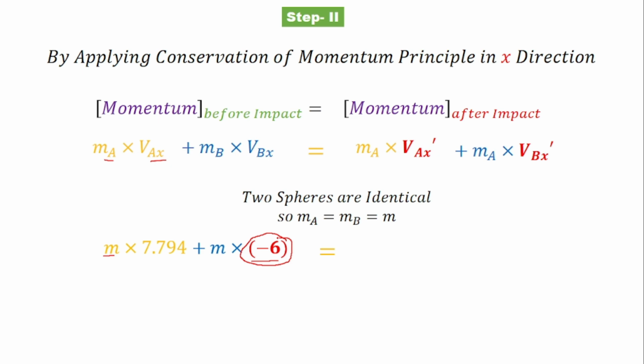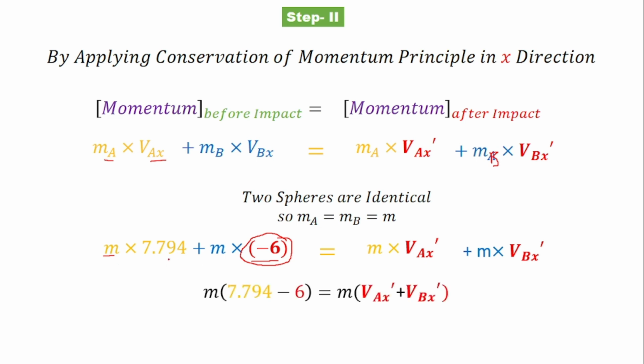So it is equal to mass of A, m, VAX dash, the value is unknown, plus mass of B, m, into VBX dash. The values of VAX dash and VBX dash are unknown here. So simplify this, take m common here. So 7.794 minus 6 is equal to m times VAX dash plus VBX dash. This m will get cancelled here, and 7.794 minus 6, which is 1.794, is equal to VAX dash plus VBX dash. So this becomes your equation 1. So we'll use conservation of momentum to find our first equation. I hope you understand up to this.